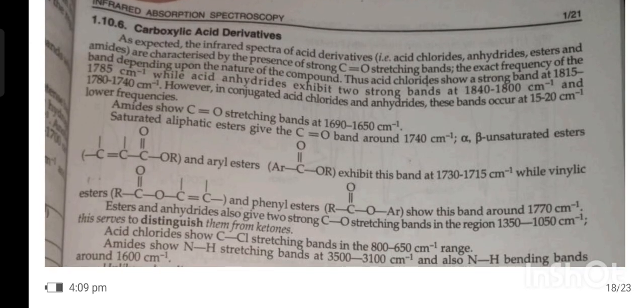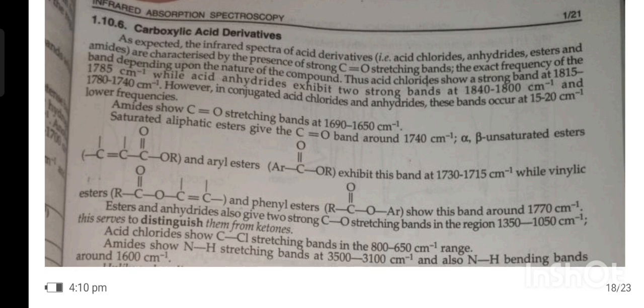Carboxylic acid derivatives. As expected, the infrared spectra of acid derivatives such as acid chloride, anhydride, ester, and amides are characterized by the presence of a carbonyl stretching band. The exact frequency of the band depends upon the nature of the compound. Thus, acid chloride shows a strong band at 1815 to 1885 centimeter inverse, while acid anhydride exhibits two strong bands at 1840 to 1800 centimeter inverse and 1780 to 1740 centimeter inverse. However, in conjugated acid chloride and anhydride, these bands occur at 15 to 20 centimeter inverse lower frequency.